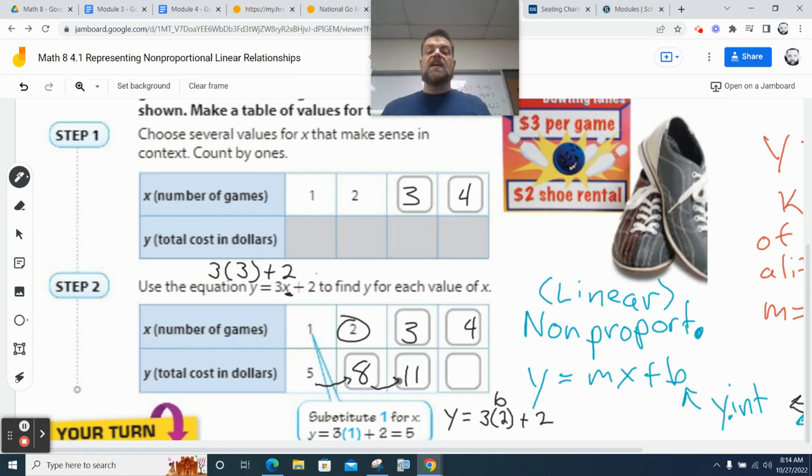What am I adding to 8 to get to 11? What do you think I'm going to do here? We think it's 14. How can I double check that? Yeah, I'm going to plug it in.